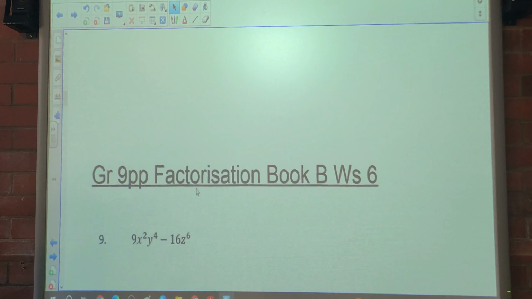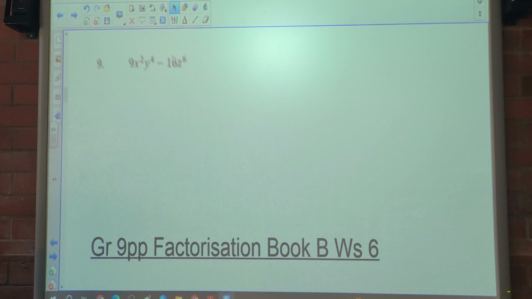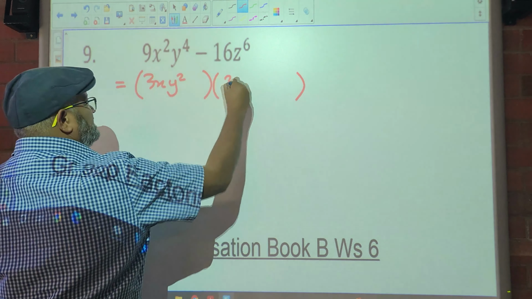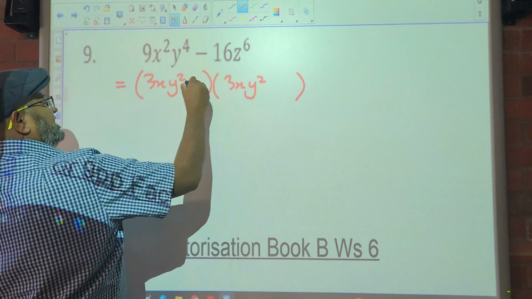Then number 9. Both are perfect squares. There's a difference between them. Then the minus. What's the square root of 9x squared y to the 4? 3xy squared. 3xy squared. One plus the other, minus. What's the square root of 16z to the 6? 4z cubed. Okay.